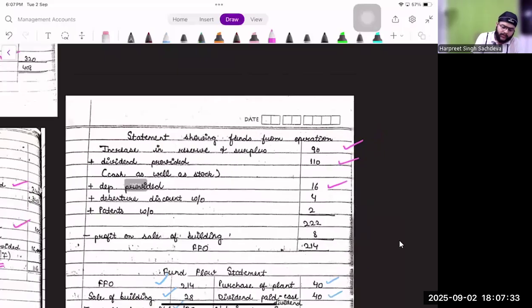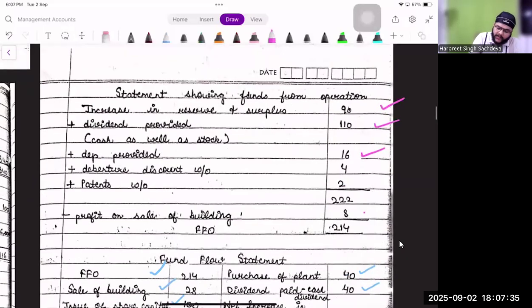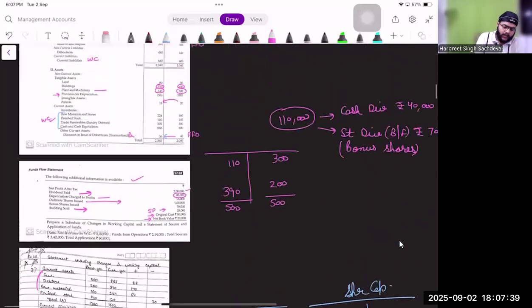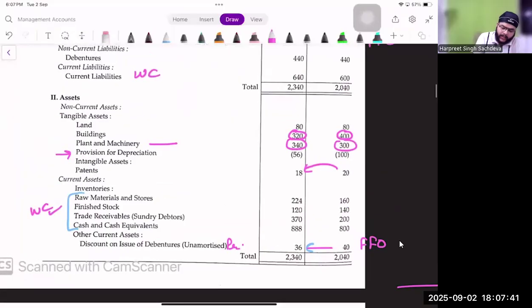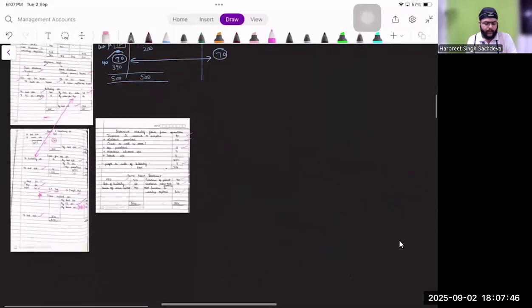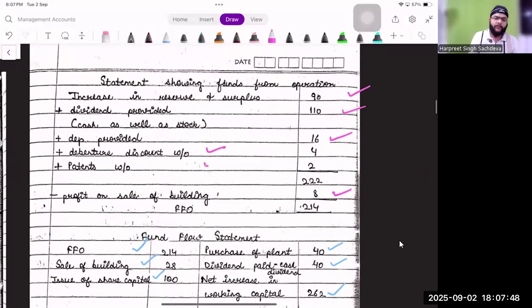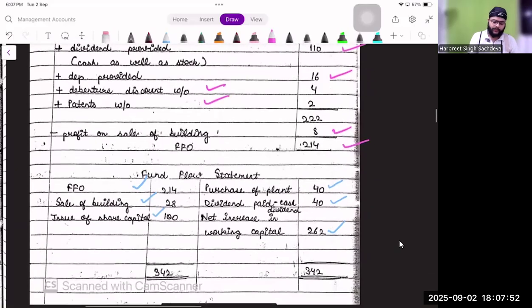Then two things were there. अच्छा, profit on sale of building was there. Profit हम क्या करते हैं? Minus. Then two things were there which were written off. That is patents and the discount on issue. ये भी क्या करोगे? FFO में add करोगे written off वाली चीज़ें, and you will get an answer for FFO. Then in fund flow statement, FFO will come on the source side.